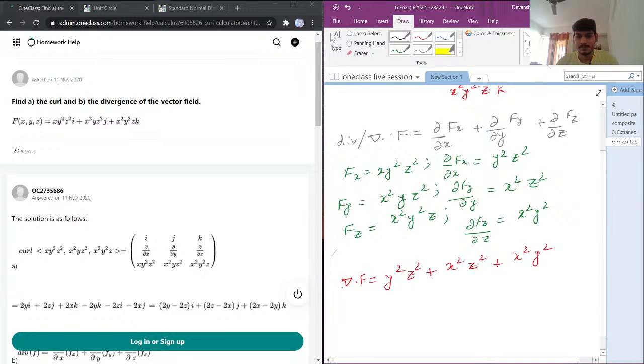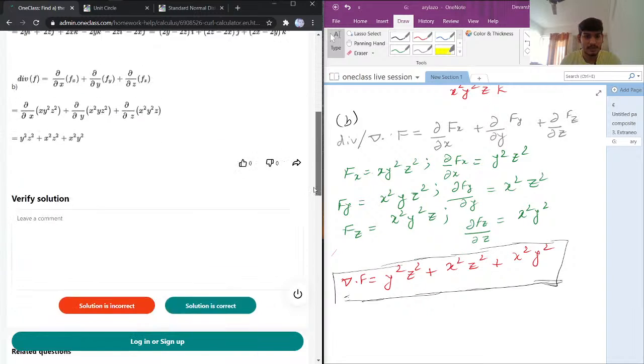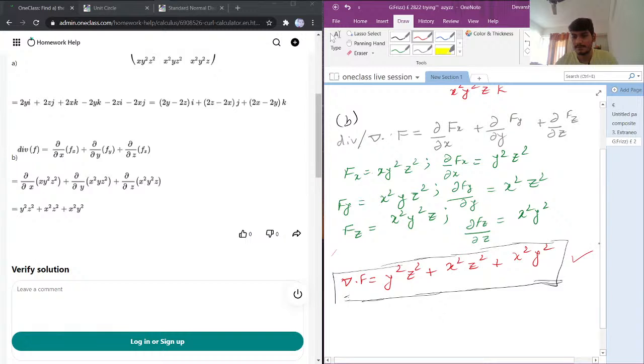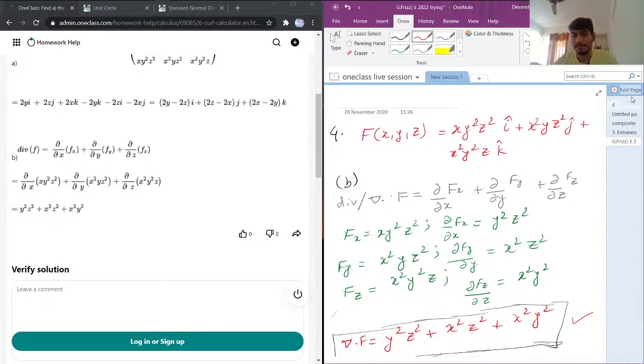So this is the answer for part B. First we solve part B. No problem, this was part B. We'll go to part A. So let me see the solution for divergence: y square z square plus x square z square plus x square y square. Yeah, so the solution for divergence is correct. Tick. Now we'll move to the A part.